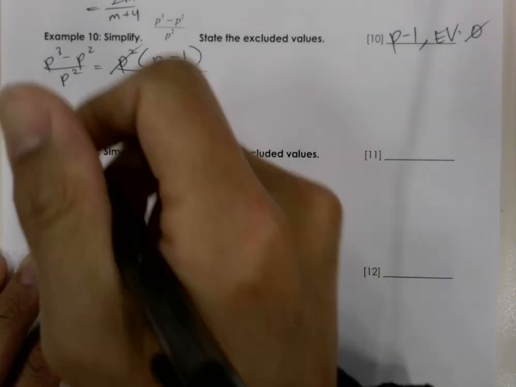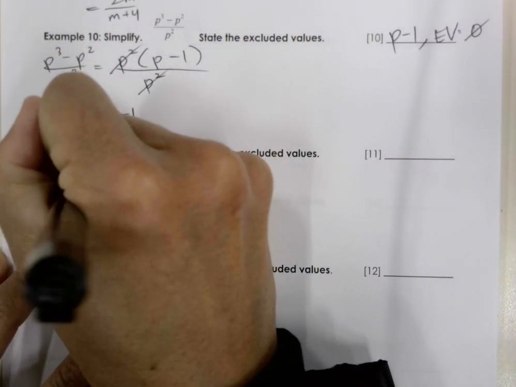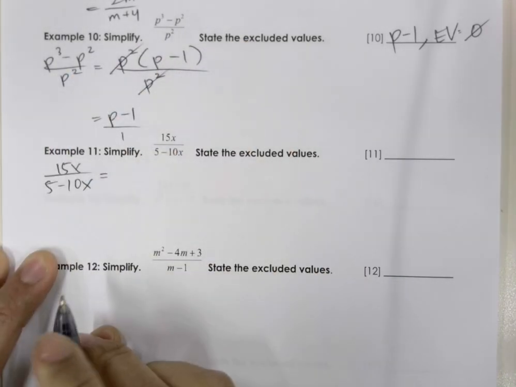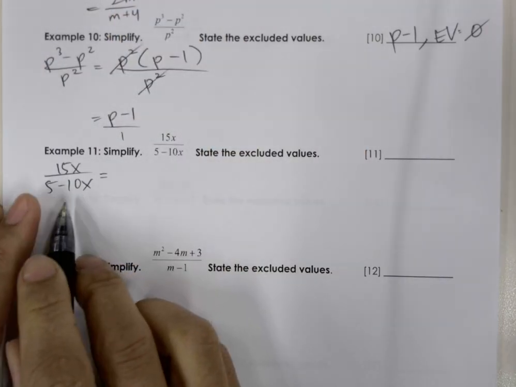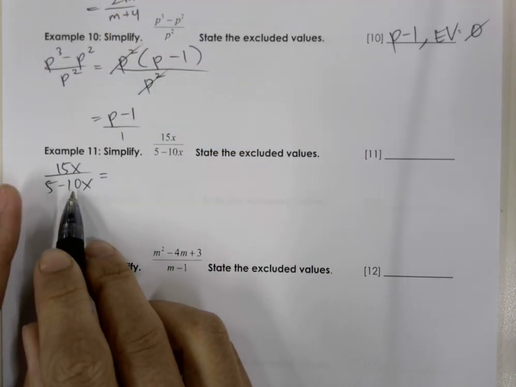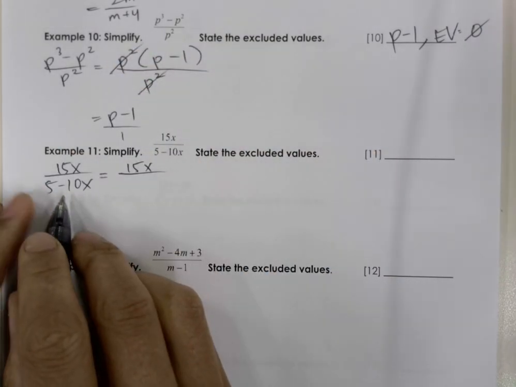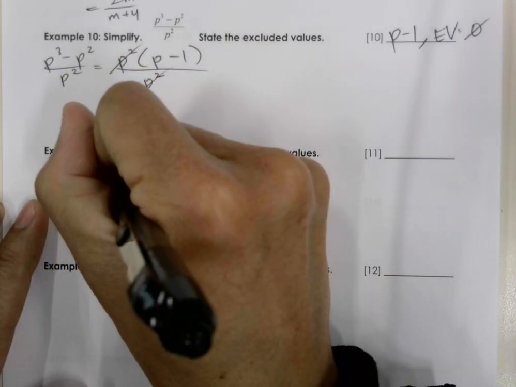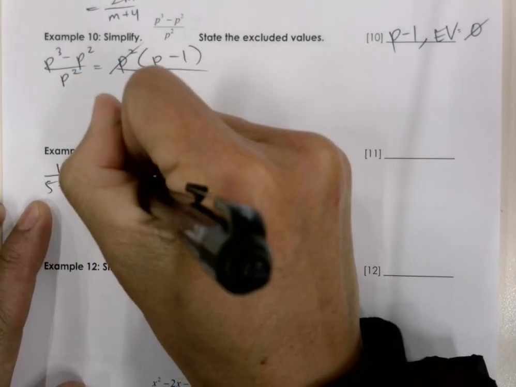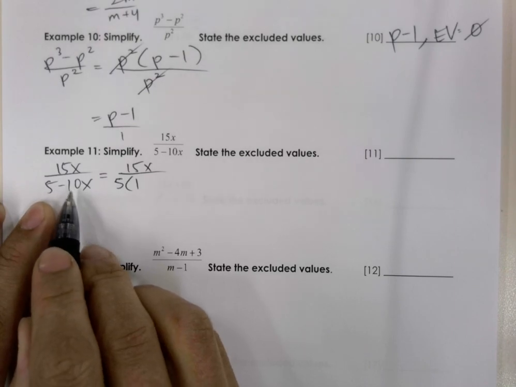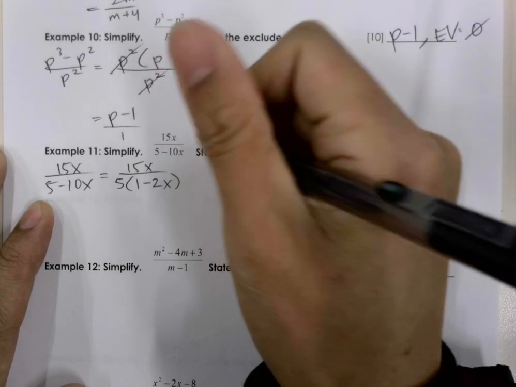So we're looking at the next one. We've got 15x over 5 minus 10x. So the top has just one term, so we'll leave it alone. The bottom, we have 2 terms, so we're looking at the 5 and then 10. Can we factor anything out? Do we have a greatest common factor between 5 and 10? Yes, we have a 5. So what times 5 is equal to 5? It's 1. What times 5 is equal to negative 10x? It's going to be negative 2x.